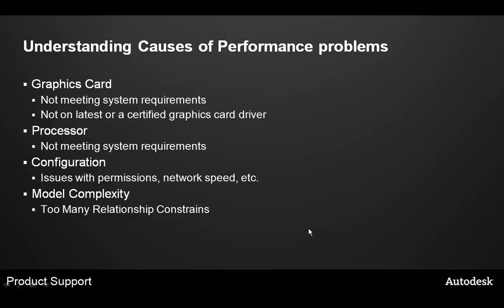Finally, performance can also be impacted by how complex the model is. Be careful about creating too many relationship constraints within the model. Revit needs to rationalize all the constraints that are within a model at any given time. When making changes to your model, if performance suffers, it's possible that there are too many relationship constraints going on that need to be fixed in order for Revit to process and speed through the change.